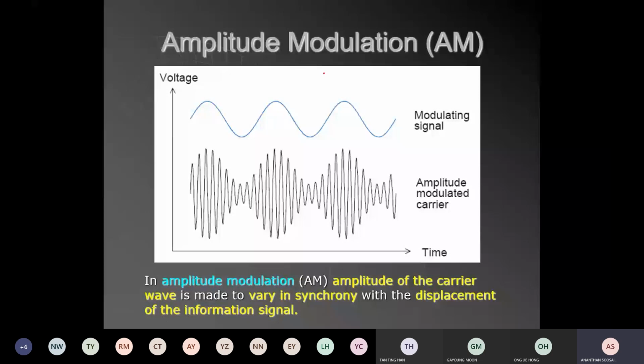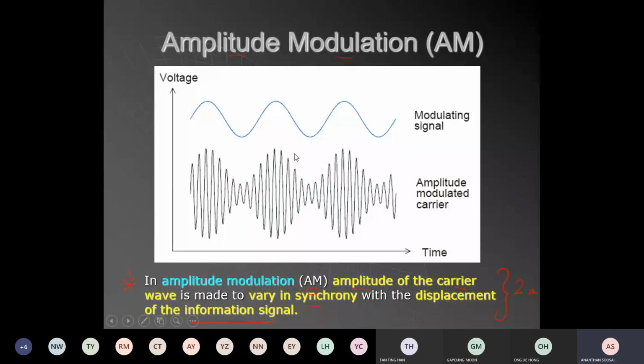Amplitude modulation. What is meant by amplitude modulation? Important, you need to remember. In amplitude modulation, the amplitude of the carrier wave is made to vary in synchrony with the displacement of the information signal. This is a two-mark question. They will ask it in the exam. What is meant by amplitude modulation? Amplitude modulation, AM for short. The amplitude of the carrier. You know the carrier here?